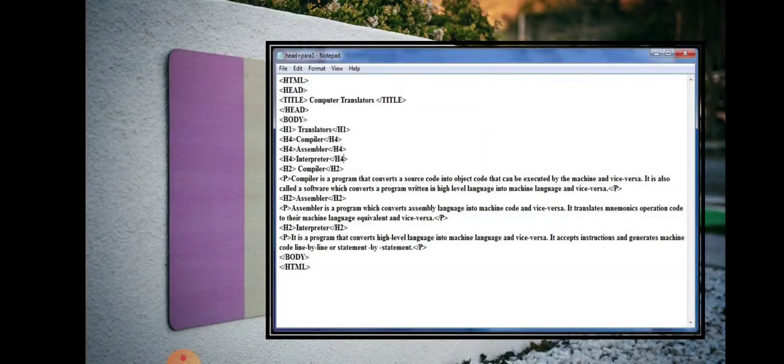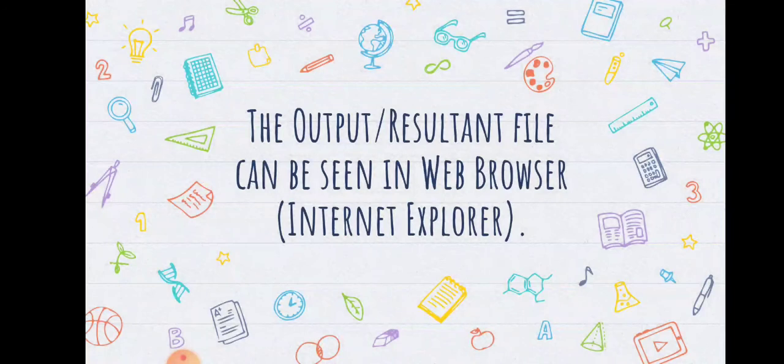Here you can check out the syntax of each and every statement which is required for a web page. You can easily check out the title, the heading, the main heading, the subheadings, and the description, how we have used the different tags for the different headings and descriptive formations. Now let me show you the resultant file using a web browser, Internet Explorer.